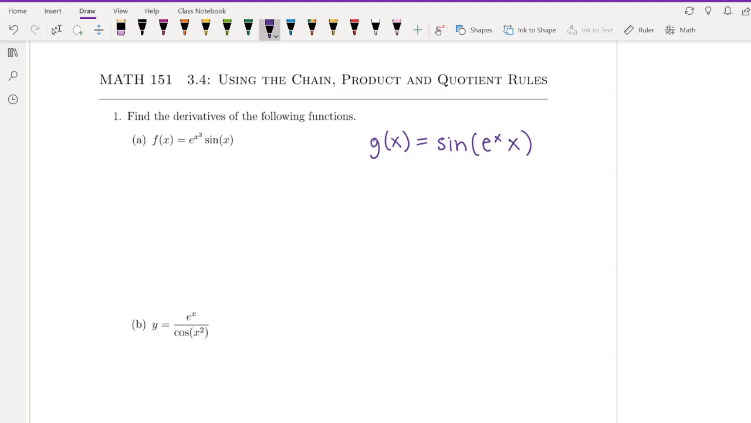So what's different about these two functions? Well, a few things. Notice that this one has an e to the x squared and this one just has e to the x, but that's not really the most important difference. The most important difference between these two is that if you were going to take the derivative of f of x, you would start by using the product rule, whereas if you were taking the derivative of g of x, you would start by using the chain rule.